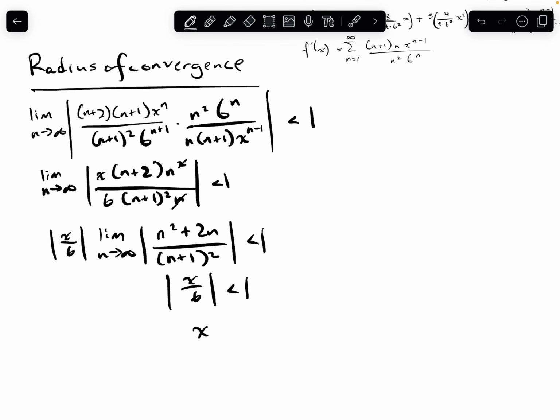And then from this, you can write the following inequality. So therefore, the radius of convergence is 6. Oops, and this should be 6 here, not 1, sorry. All right, so now the radius of convergence is 6. So for any values between -6 and +6, this series will converge, okay?